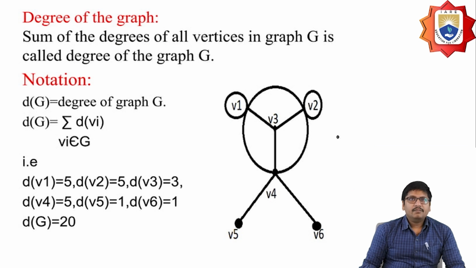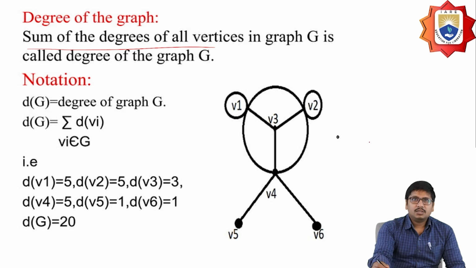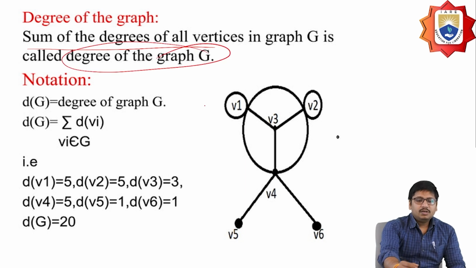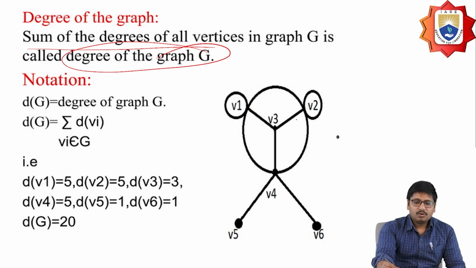The degree of a graph is nothing but the sum of the degrees of all the vertices in the graph. Okay, so the sum of the degrees of all the vertices in the graph is called the degree of the graph. The degree of the graph is denoted as d of g. And here, what should be the degree of 1?